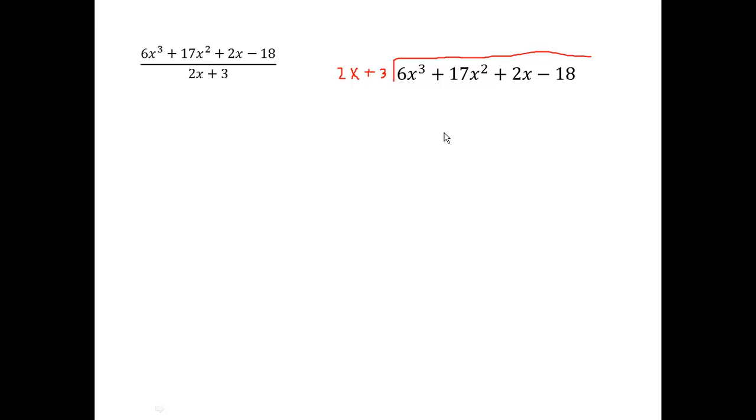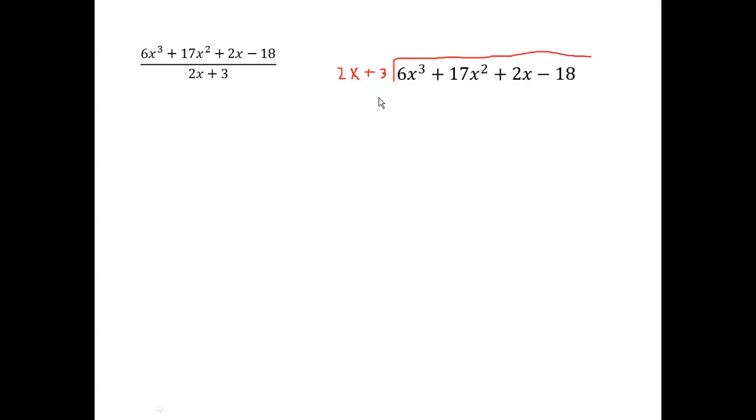All right, so here's the only difference really. I have 2x plus 3, so I've tacked on plus some number, but that's about it. And I've made this a little bit longer, but it's still the same process. We're still focusing on the 6x to the third first, then we'll focus on 17x squared, then we'll focus on 2x, and then the negative 18.